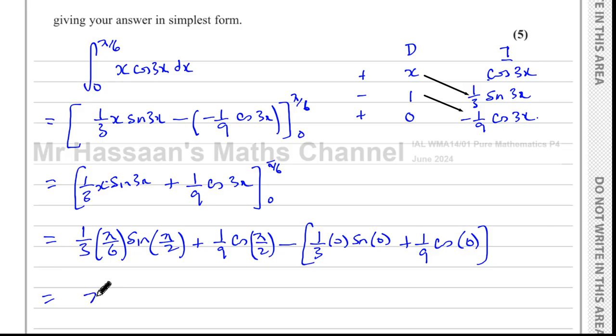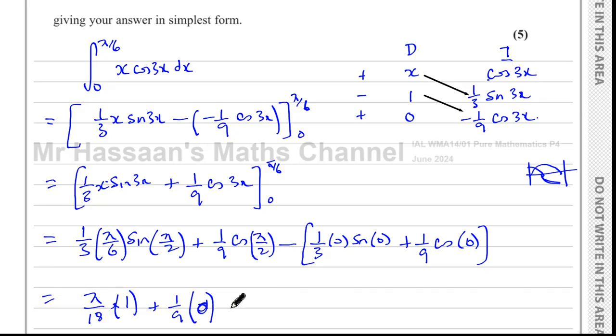That's going to be pi over 18 times 1. Okay, this is times 1, because sine of pi over 2 is 1. And you got plus 1 over 9 times cosine of pi over 2. Put it in your calculator, find out, but you should know from your curves. Cosine of pi over 2 is 0, sorry, not minus 1. That's cosine of pi. So always use your calculator or think about the graph. That's going to be 0.